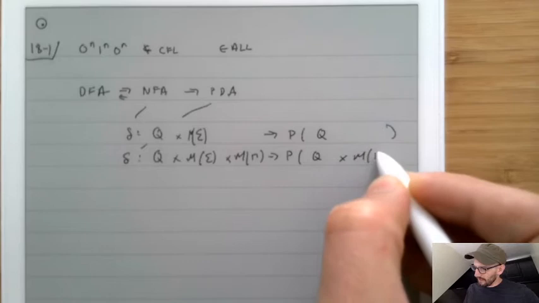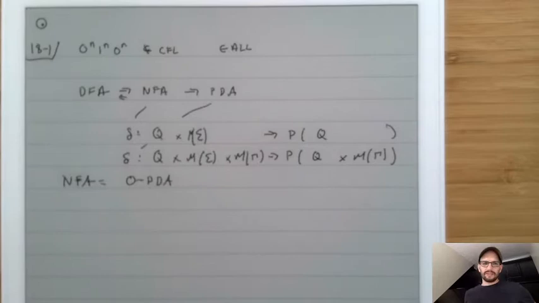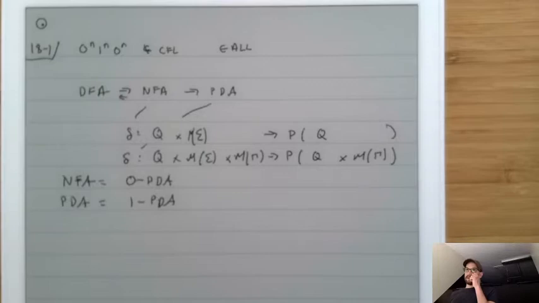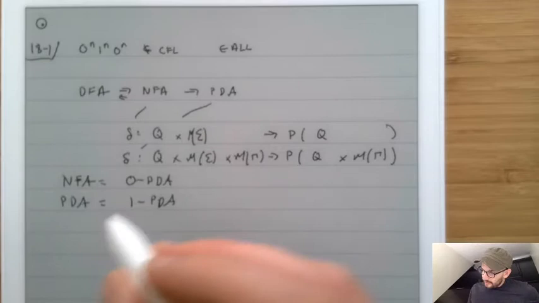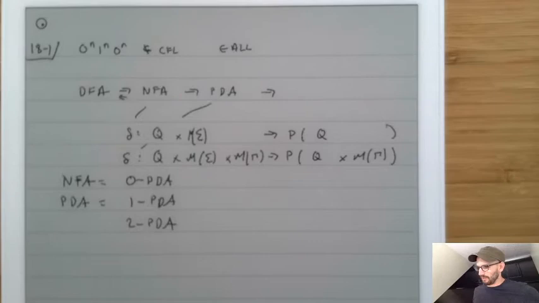So really, you can think of an NFA as a zero-PDA. That means it is a PDA with zero stacks. And what we've been calling PDAs, we could call one-PDAs. Then we could think about a new thing that we'll call a 2-PDA. And what's a 2-PDA? It's a PDA that has two stacks. So how could we use two stacks to solve this problem?